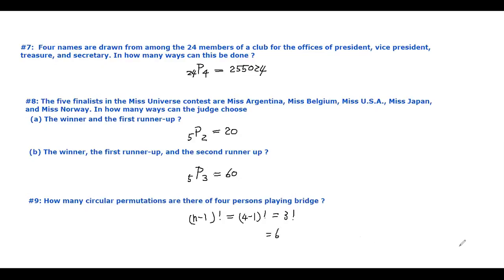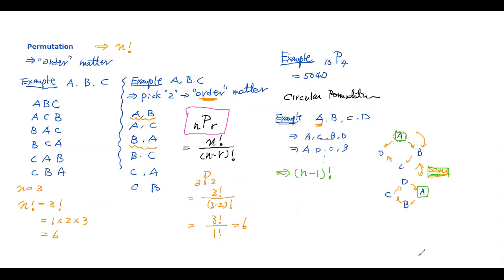Then the last one is another kind of permutation. Let me give you an example. Instead of A, B, C, I have A, A, B, C. In fact, these two A's are the same, but I want to underline that.